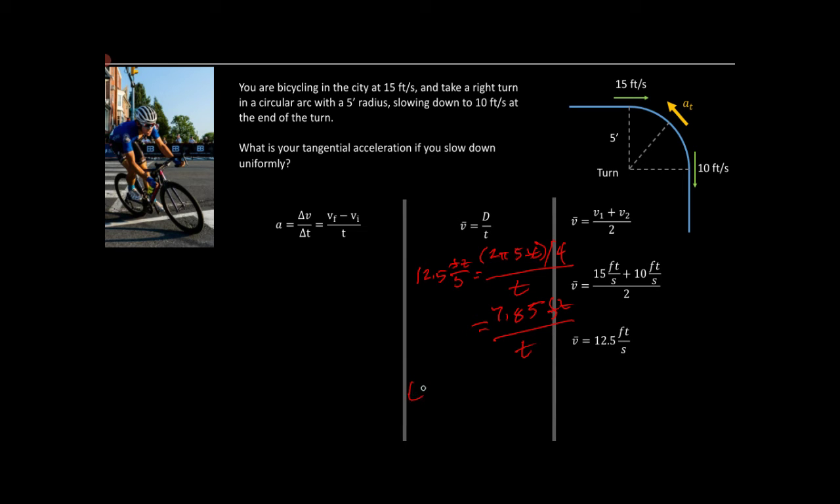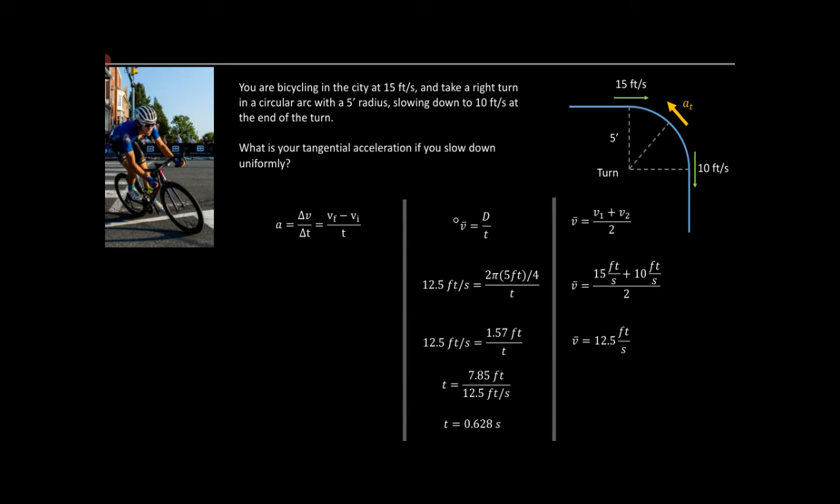Now we have to figure out what that time is. So that's 7.85 feet over 12.5 feet per second, which is more than half, I guess, 0.628 seconds, right? Feet cancel, 1 over seconds becomes seconds, so 0.628 seconds.